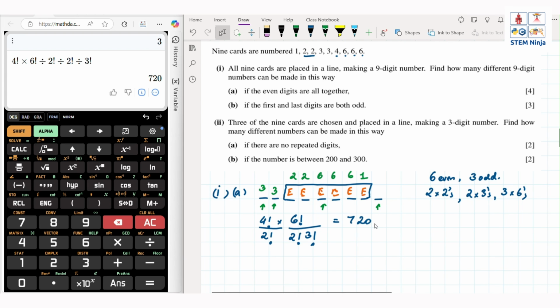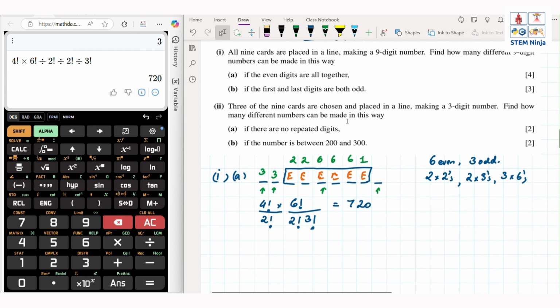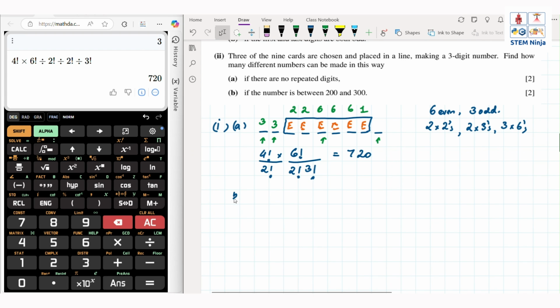All right, if the first and the last digits are both odd. Okay, now over here we have a different case because we have 2 3's which are identical, so we could have a different case. So we could have 1 3, like 1 first, 3 last. We could have 3 1 over here, and we could have 3 3 also, which obviously they are identical to each other.